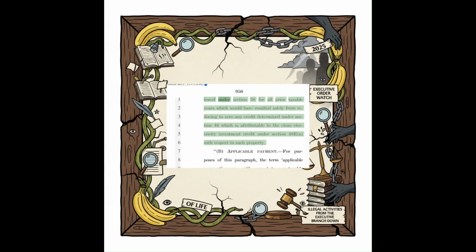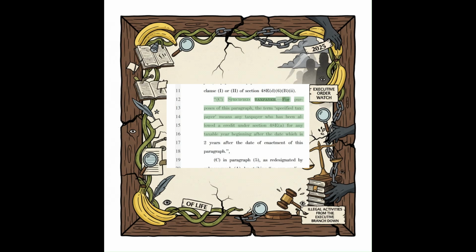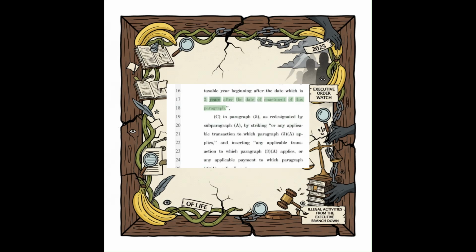allowed under Section 38 for all prior taxable years which would have resulted solely from reducing to zero any amount determined under Section 46, which is attributable to the Clean Electricity Investment Credit under Section 48E with respect to such property. Applicable payment. For purposes of this paragraph, the term applicable payment means with respect to any taxable year, a payment or payments described in subclause or of Section 48E. Specified taxpayer. For purposes of this paragraph, the term specified taxpayer means any taxpayer who has been allowed a credit under Section 48E for any taxable year beginning after the date which is 2 years after the date of enactment of this paragraph.